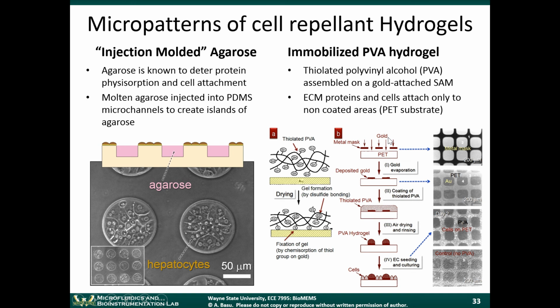These are some other cell repellent materials. Agarose is known to repel cells, and it's very cheap and widely available. That's one material you can use. PVA hydrogel is also a cell repellent surface.